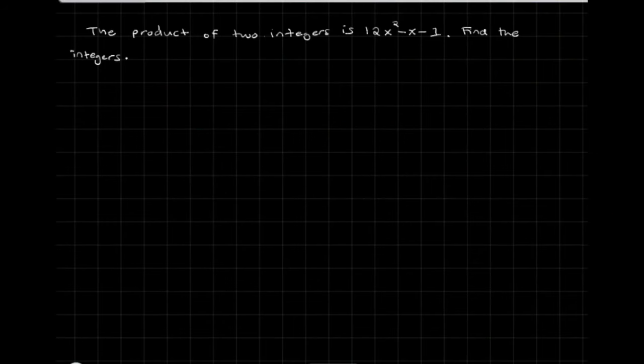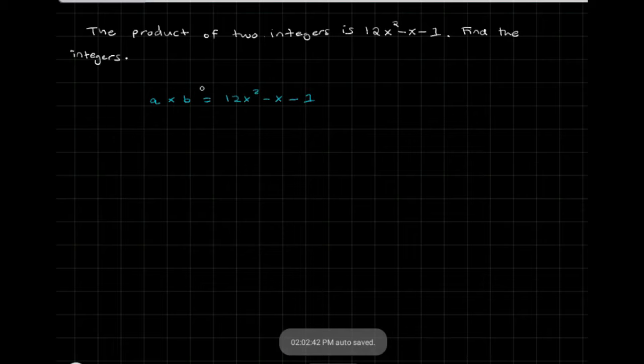Okay, so the product of two integers is 12x squared minus x minus 1. Find the integers. So if we have two integers like a and b, and product means that we're multiplying the two, if a times b is 12x squared minus x minus 1, then what we could do is factor this quadratic expression, and then we can actually figure out what the integers are.